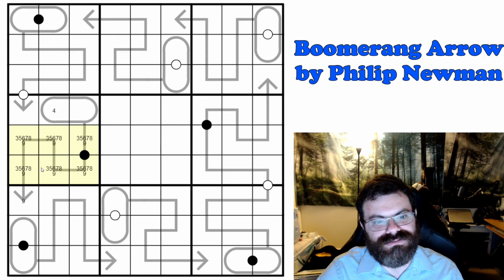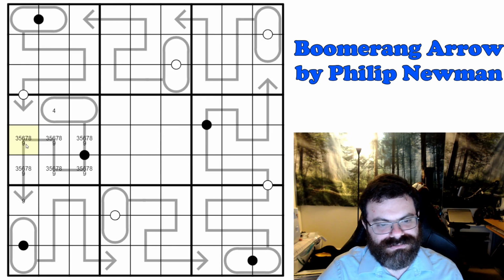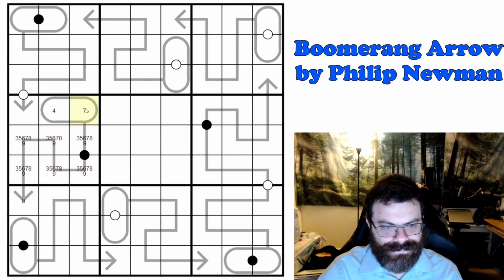So 8. Let's see. Just double checking my arithmetic here. 1 through 9 adds to 45. We're missing 1, 2, and 4, which add to 7. 45 minus 7 is 38. So these add to 38, plus 9, that adds to 47. So maybe 46 isn't possible, but 47 is.